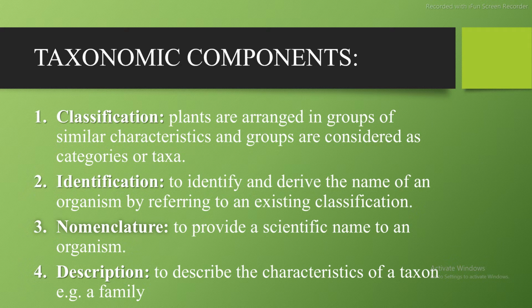Taxonomic components. There are the following taxonomic components. Number 1 is classification. Number 2, identification. Number 3, nomenclature. And number 4 is description. First, classification: plants are arranged in groups of similar characteristics, and the groups are called categories or taxa. Second is identification: to identify and derive the name of an organism by referring to an existing classification. Nomenclature: to provide a scientific name to an organism. And description: to describe the characteristics of a taxon, for example, a family.